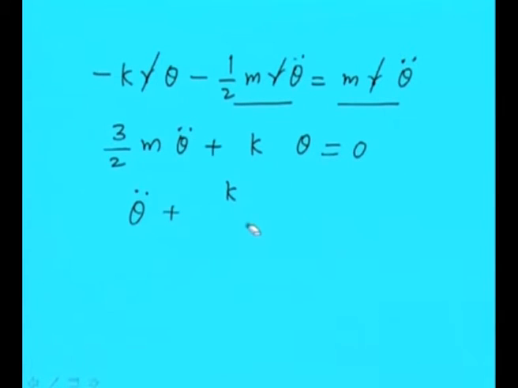R is not there, so 2 by 3 m theta is equal to 0, and this is the square of the natural frequency of the system. So now you can see how these methods, the Newton's second law of motion or the energy method, can be used effectively to obtain the natural frequency of the system.